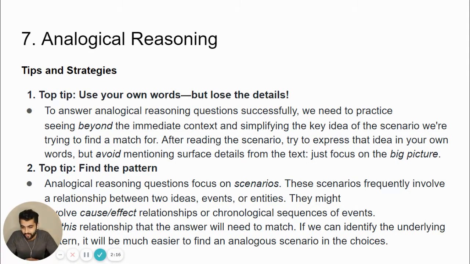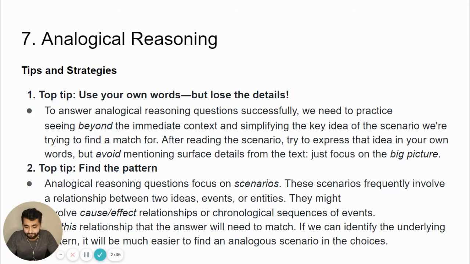So, what are the tips and strategies? Number one, use your own words but lose the details. To answer analogical reasoning questions successfully, we need to practice seeing beyond the immediate context and simplifying the key idea of the scenario we are trying to find a match for. After reading the scenario, try to express that idea in your own words, but avoid mentioning surface details from the text. Just focus on the big picture.